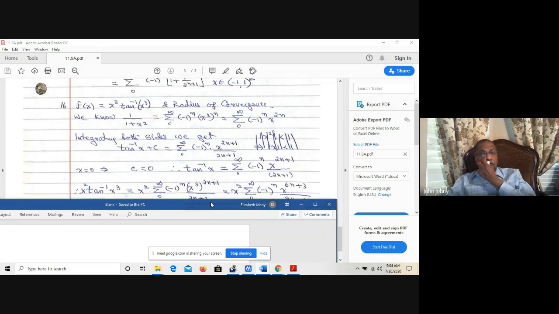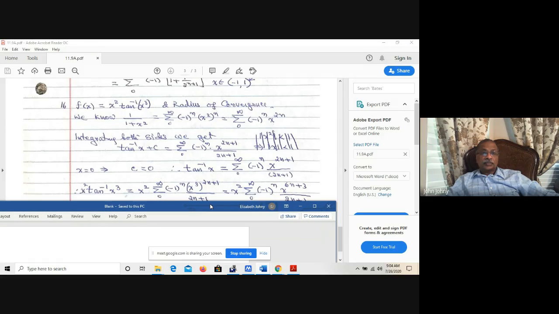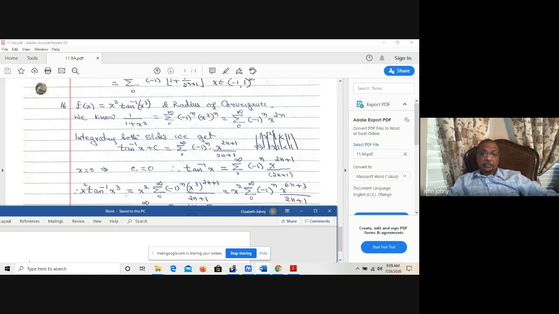And now multiply both sides by x squared. You get x squared times tan inverse x cubed is equal to x squared times sigma 0 to infinity, negative 1 to the power of n, x cubed to the power of 2n plus 1 divided by 2n plus 1. Whereas we started with tan inverse x, this is tan inverse x cubed. So you have to replace x by x cubed. Why? Because this is for tan inverse x. So if you want the expansion of tan inverse x cubed, you must replace x by x cubed.